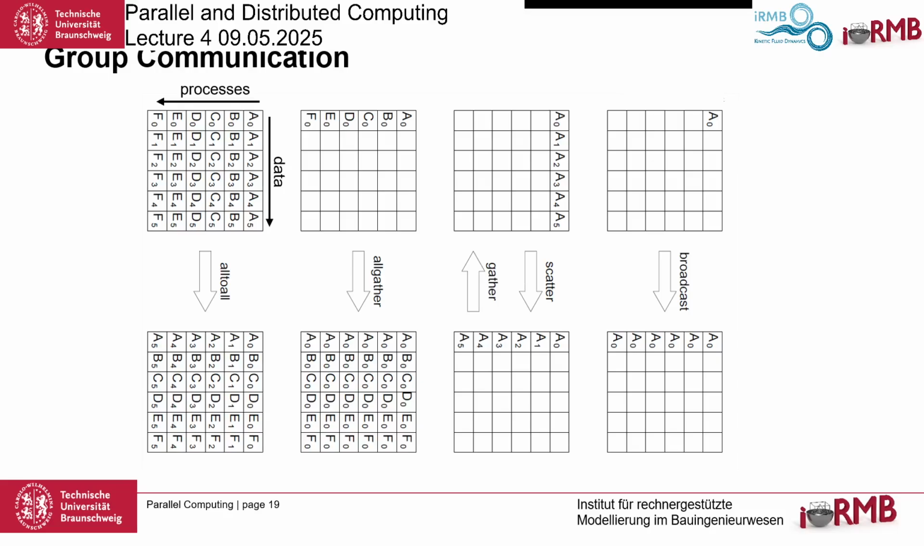Therefore, rather than all gather, you have gather, where this is arranged only for one process. And scatter is the opposite. Scatter is the opposite to gather, and broadcast is you send something to everybody else. Okay, I guess we are right.